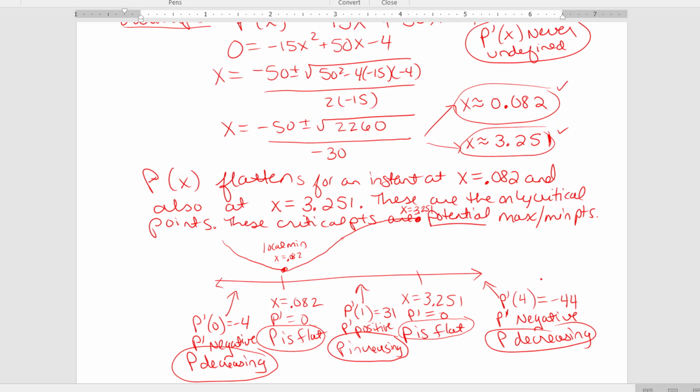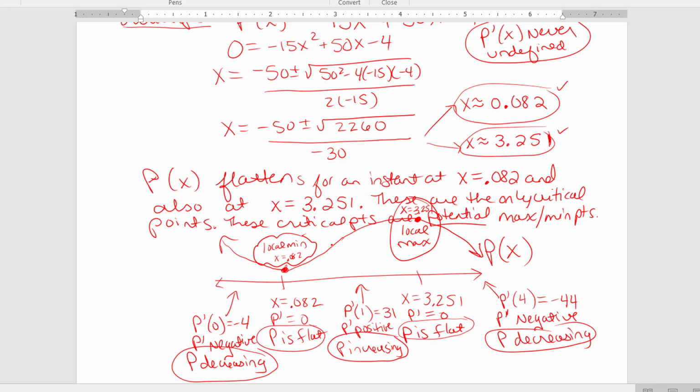3.251. So here's what we know about P of x. It's decreasing, then flattens at x equals 0.082, then increasing, then flattens at 3.251, then it's decreasing again. So roughly, it seems that P of x looks like this. There's a local min at x equals 0.082. There's a local max at x equals 3.251.